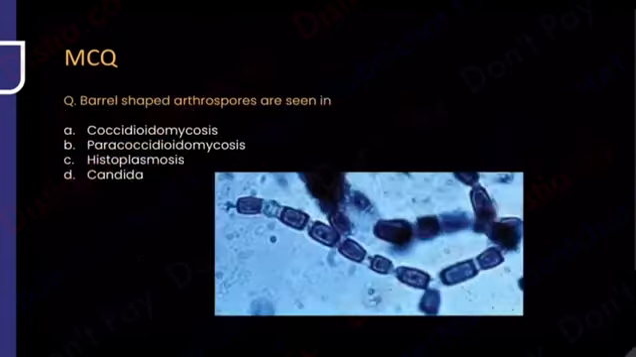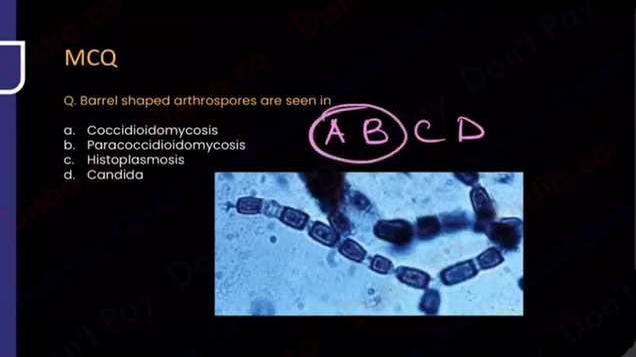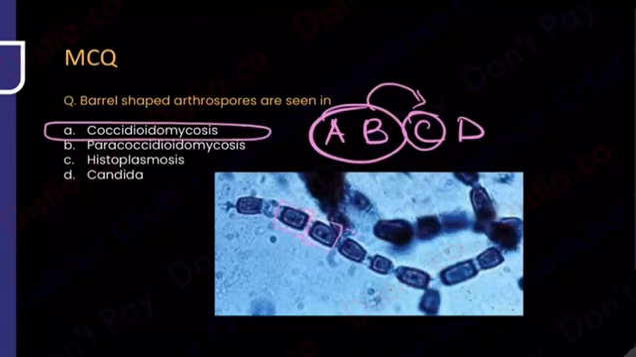Coming on to the next question, a simple one. Barrel-shaped arthrospores are seen where? I can very well see that there is a mnemonic called ABCD. Barrel-shaped arthrospores are seen in the desert rheumatism or coccidioidomycosis. You can see the barrel-shaped out here. Very, very simple to identify.